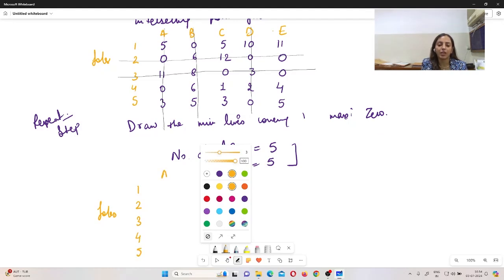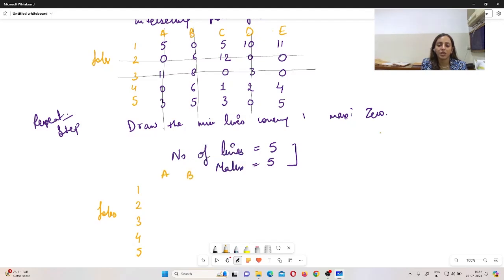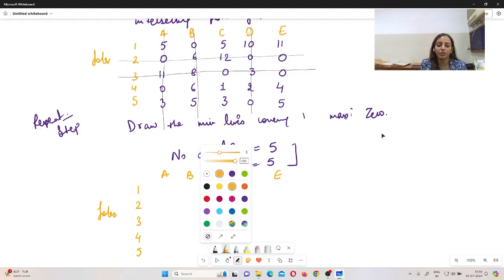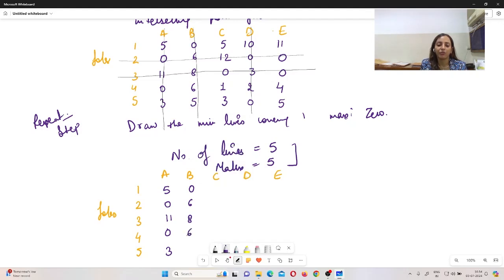And we have the machines also A, B, C, D, and E. Like 5 machines. Now put in all these elements over here. How many? 5, 0, 11, 0, 3. And with the column number B, we have 0, 6, 8, 6, 5. Then we have machine number C, that will be 5, 12, 0, 1, 3. Right, just putting all the values of the matrix.